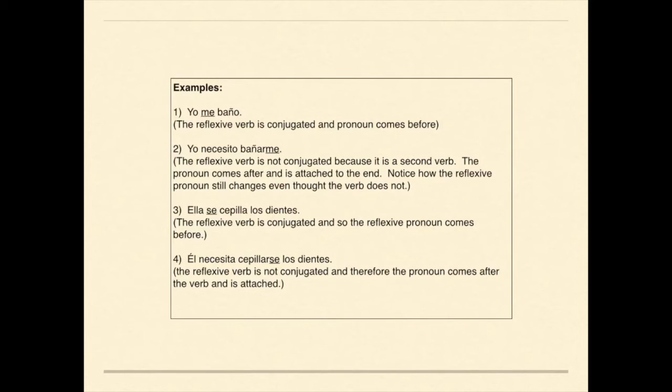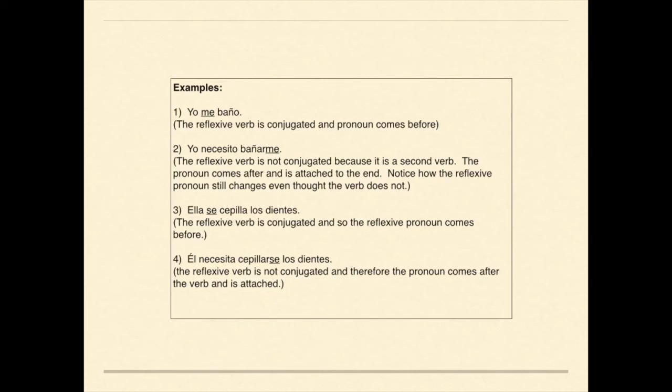Let's take a look at example 3. Ella se cepilla los dientes. The verb is cepillarse. Cepillarse is reflexive and it means to brush. The reflexive verb is conjugated, and we know that because it doesn't have an AR after cepilla, so it's not cepillar. And so the reflexive pronoun is going to come before. All right? So for ella, the reflexive pronoun is se. So it stays the same. It's still se. However, it does need to come before the verb cepillar, since cepillar has been conjugated to cepilla.